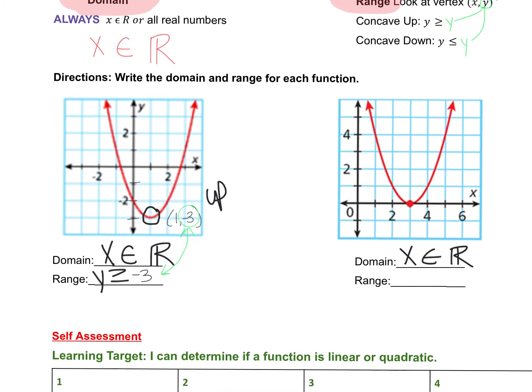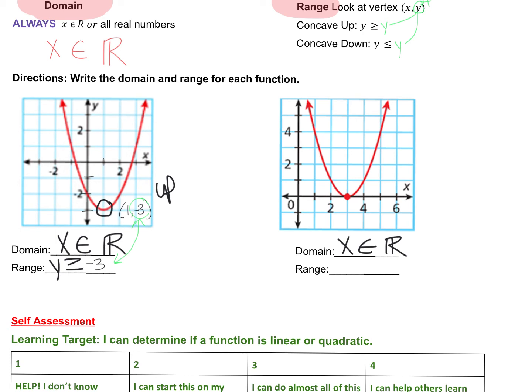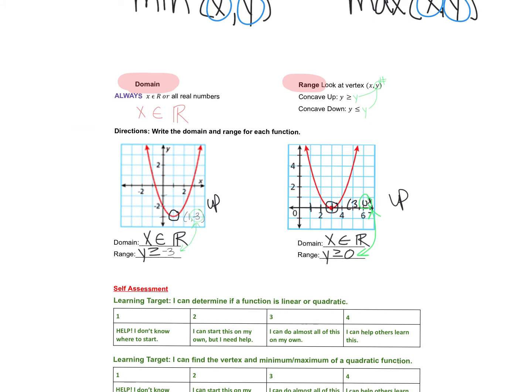Okay, so on this second one, it is concave up again. So find your vertex. There's already a dot here for us. If it's concave up, I'm going to do y is greater than or equal to, and I need to find this point. It went over 1, 2, 3, and then it went up and down 0, so 3, 0. So my y in this case is going to be 0. Okay, that's all of our notes for today.